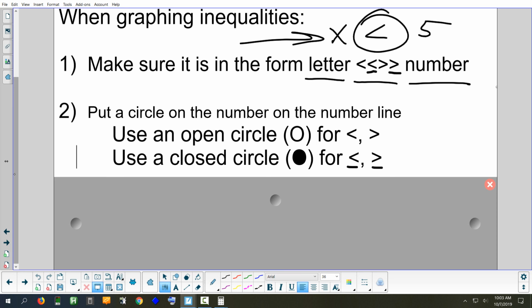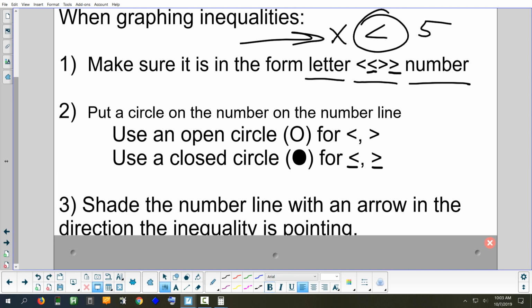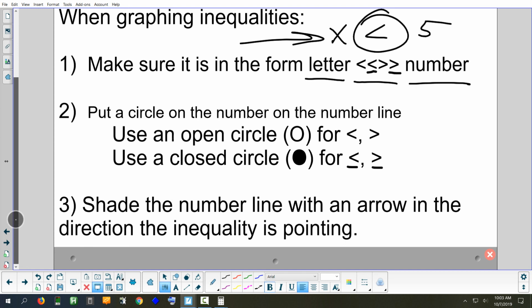Any questions on when to use which type of circle? The way I remember it is if you've got the extra little line under the symbol, you have to take the extra step and fill it in. To me, filling in the circle takes a little bit more work, an extra second or two. So if you've got the extra line under the symbol, take the extra step and fill in the circle. All right. Now the last step.